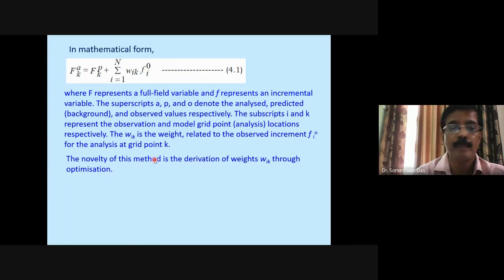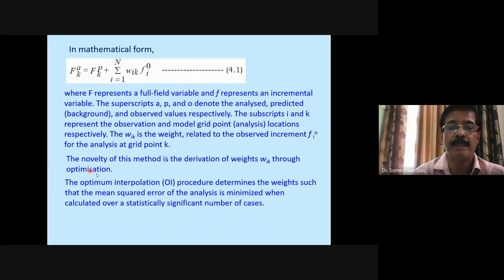The optimum interpolation, also popularly known as OI, procedure determines the weights such that the mean squared error of the analysis is minimized when calculated over a statistically significant number of cases. So you are considering many observations around you, many grid points around you, and then together you try to minimize the error.